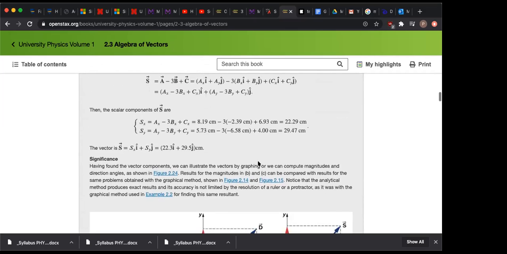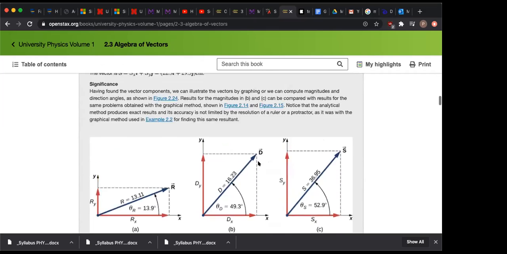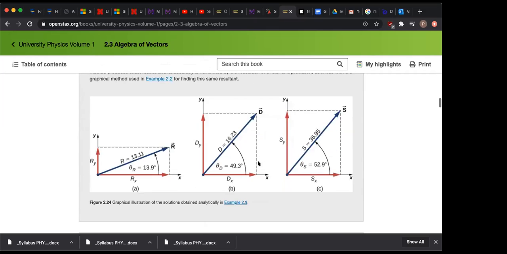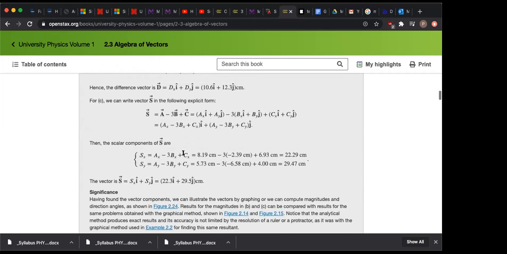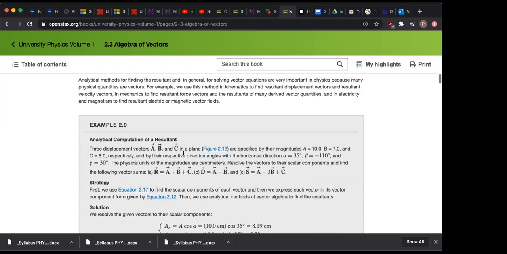So here they do an example of adding some vectors. They've got the vectors, let's see, what do they got? Vectors R, D, and S, I guess is what they've got, R, D, and S. And they've actually got A, B, and C. Which ones are A, B, and C?